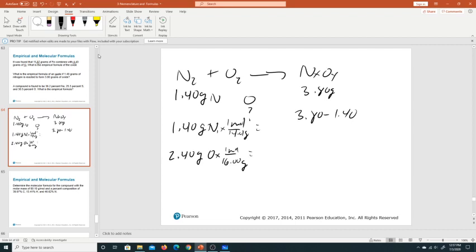1.4, divide that by 14.01, and that is 0.09993 moles of N. 2.4, divide that by 16.01, and that gives us 0.1499 moles of O. Which one's smaller here? Nitrogen. So I'm going to divide both of these by nitrogen.